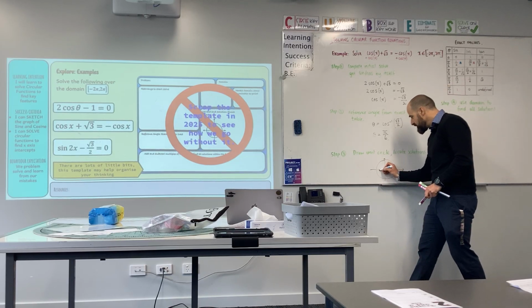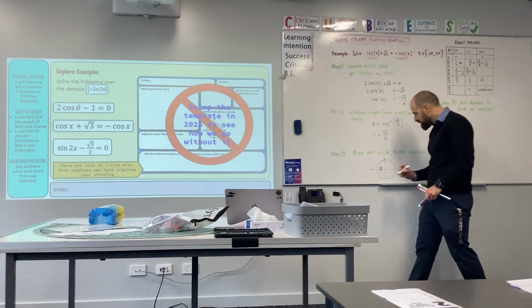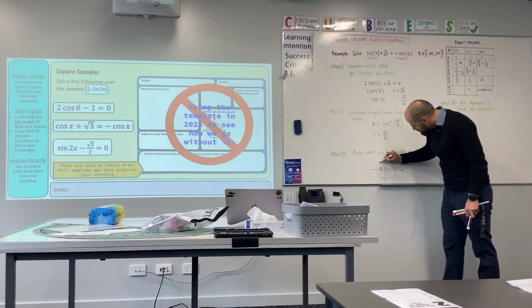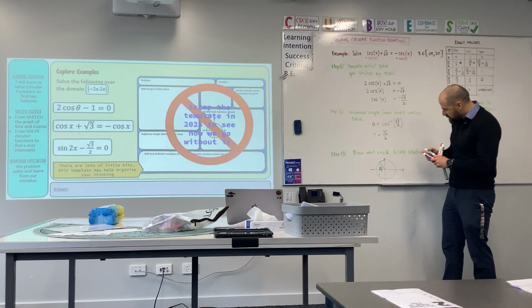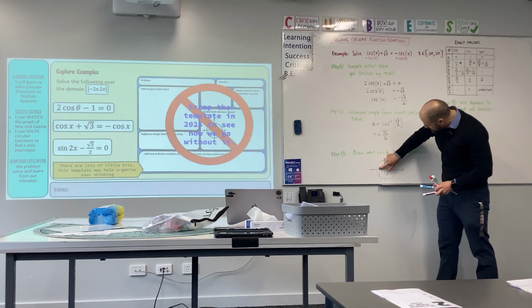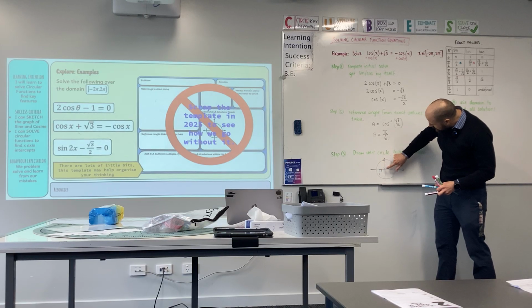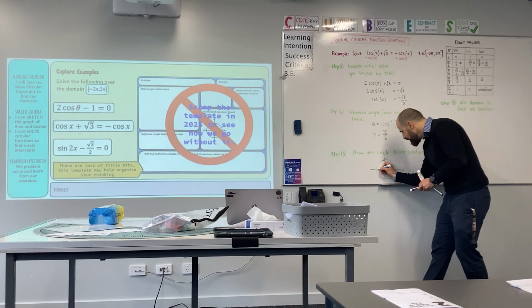So we want cos to be negative root 3 on 2. Negative root 3 on 2. So that's going to be 2 points there. And I haven't drawn it well. I'm actually going to change that a little bit because it almost looks like it's pi on 3 and I just don't want to create confusion. It'll be a little bit further along here.